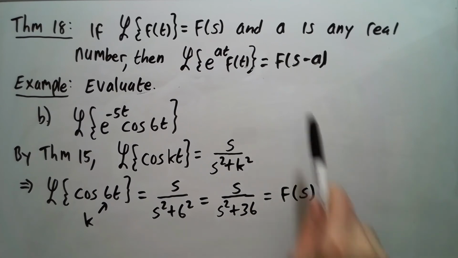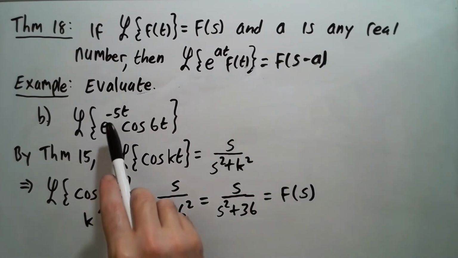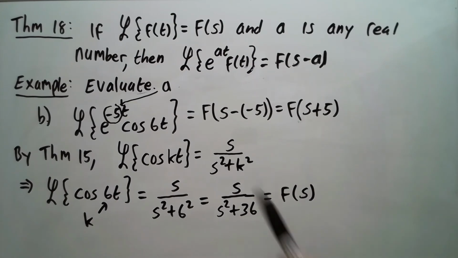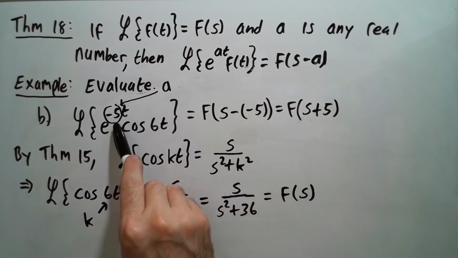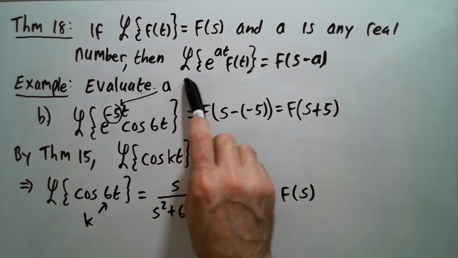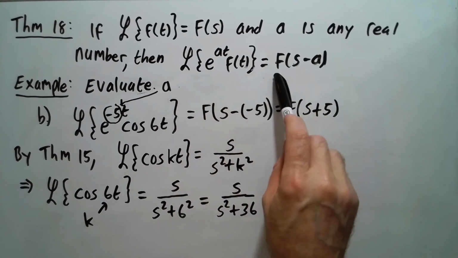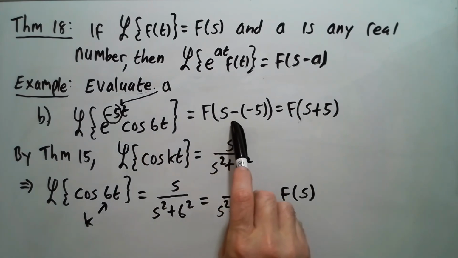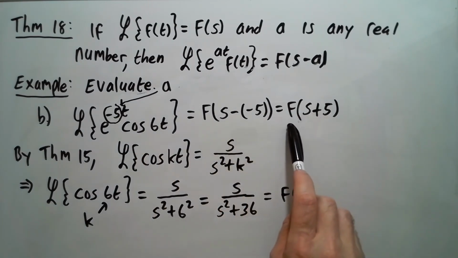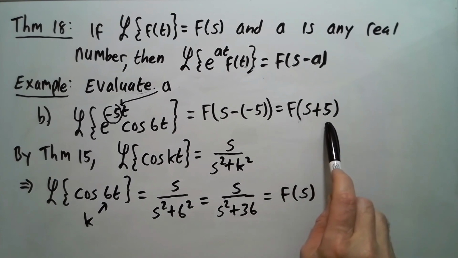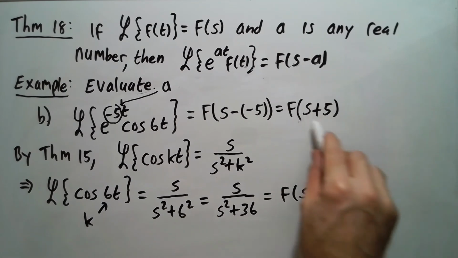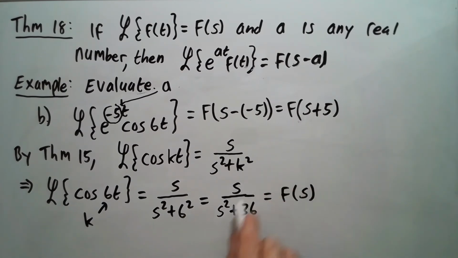Now we're going to look at Theorem 18 and apply it here. So let's identify the a. It looks like the a is going to be negative 5 here. Okay, so the a will be negative 5. So according to Theorem 18 then, the Laplace transform of e to the at f of t will be big F of s minus a, where a here is negative 5, so it's going to be s minus negative 5. So it'll be big F of s plus 5. My big F is here. So in place of s, I'm going to write s plus 5.